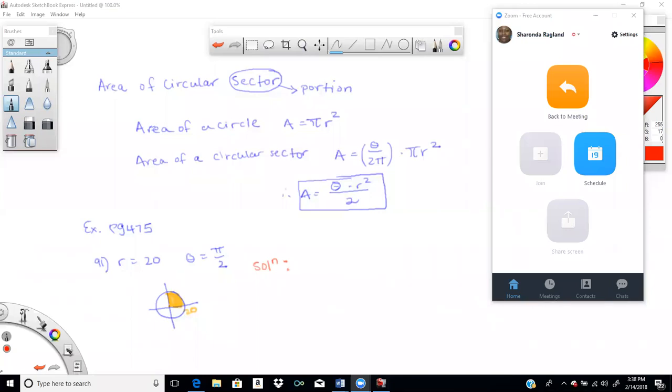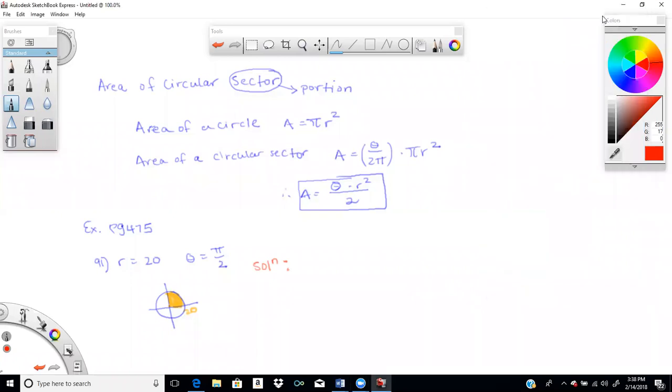Hello, we're going to look at the area of a circular sector. Note that when we look at the area of a circular sector, this is dealing with section 6.1. I think, yeah, 6.1.